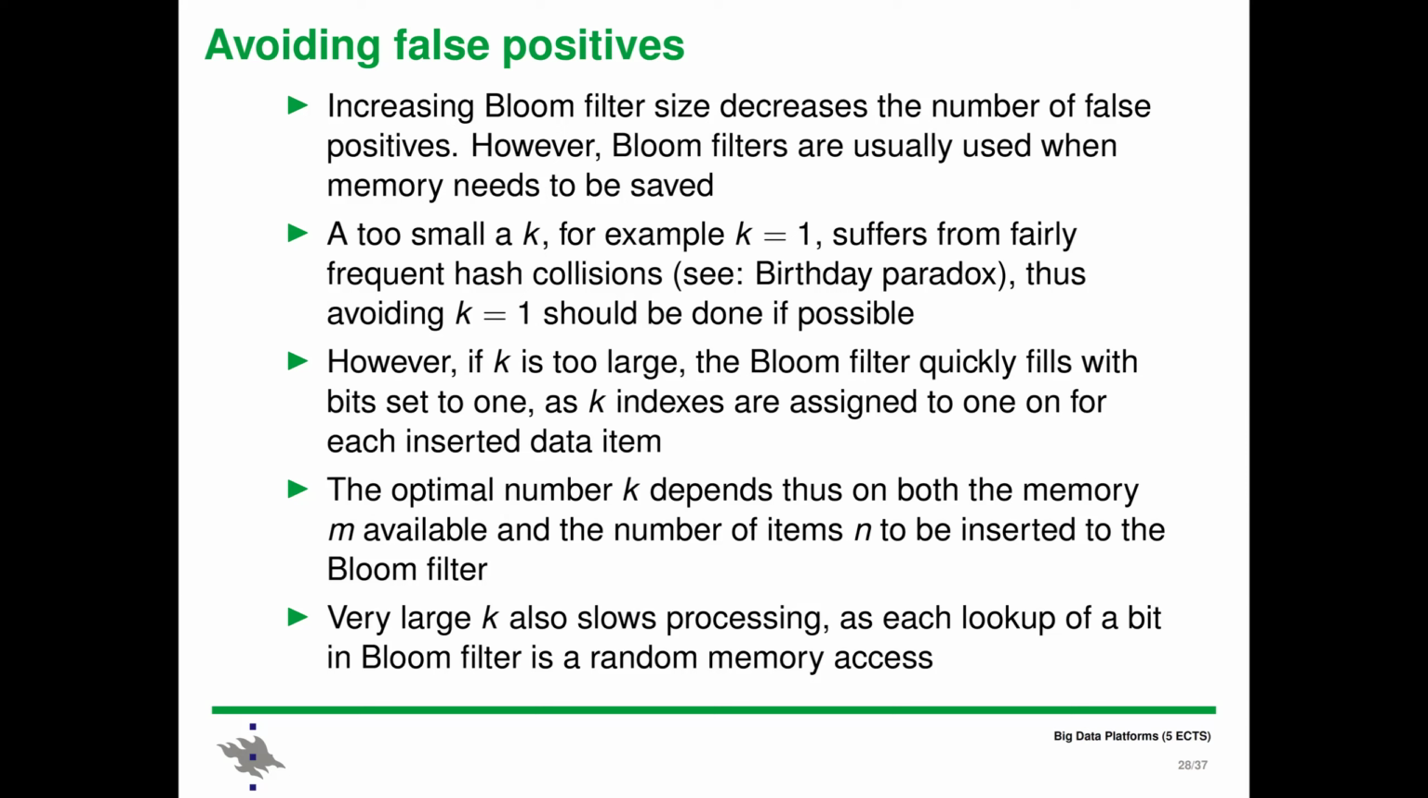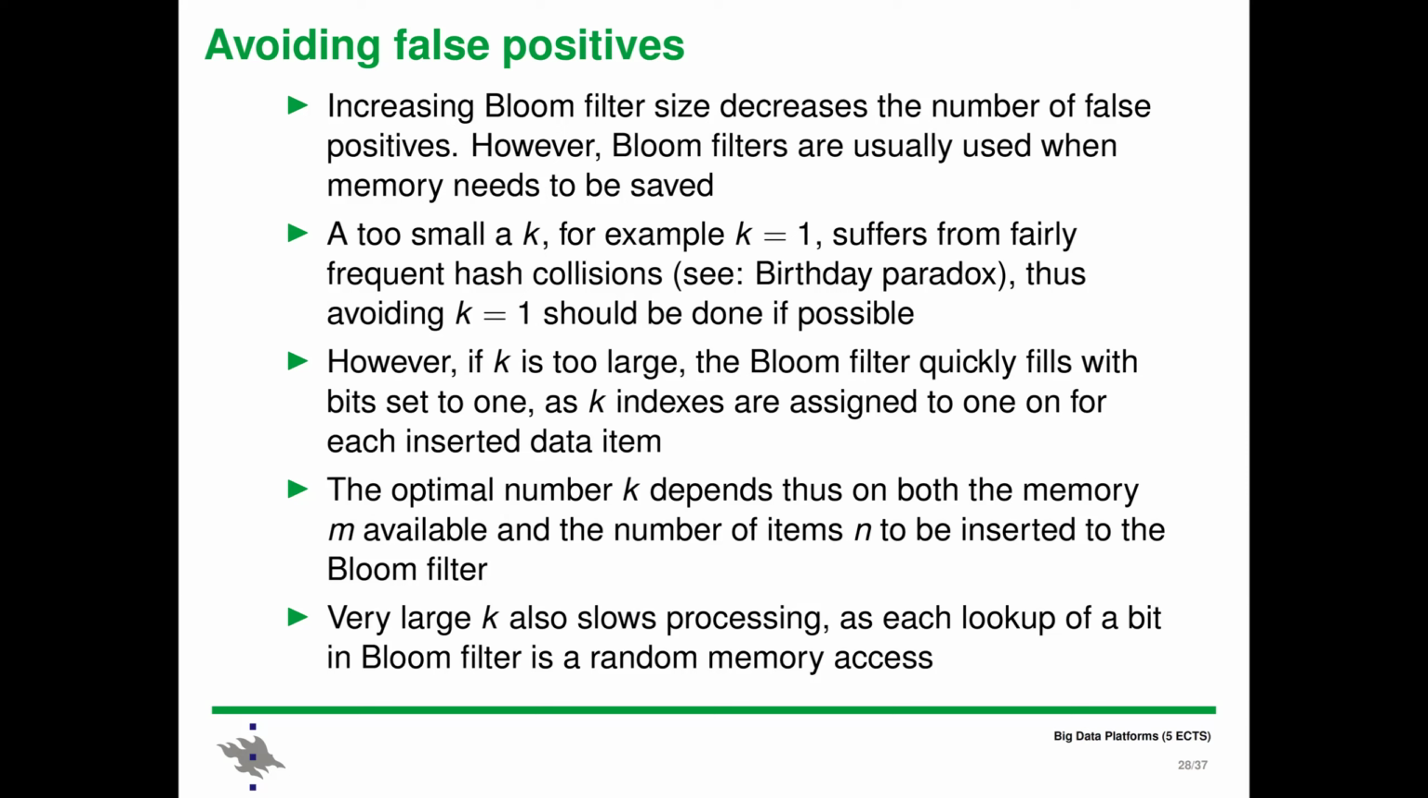Then a too small k, for example just using k equals 1, suffers from fairly frequent hash collisions. This is the so-called birthday paradox, and you can Google it up on Wikipedia if you haven't heard of it. Thus, avoiding k equals 1 should be done if possible. So basically always, I would say.